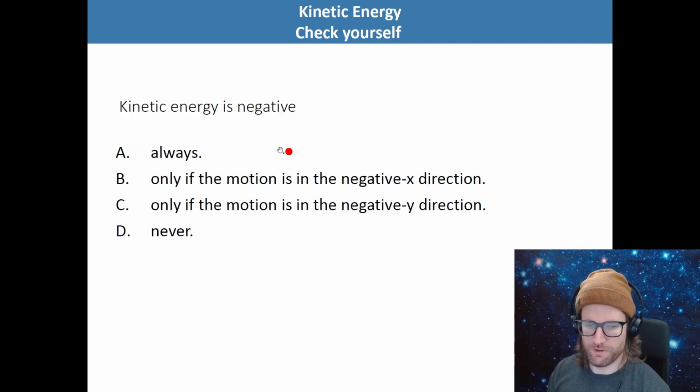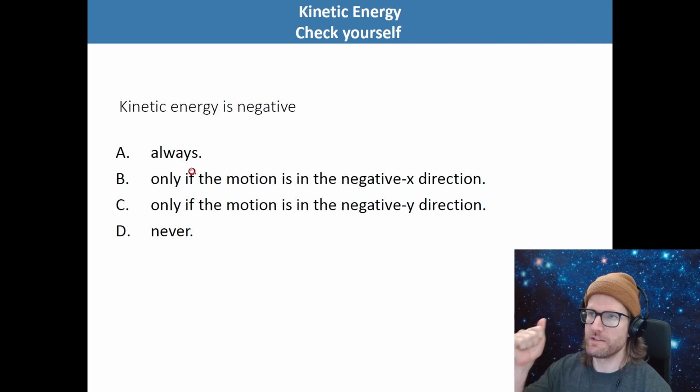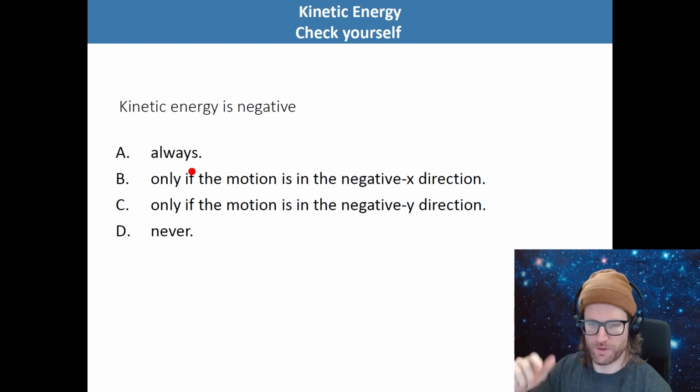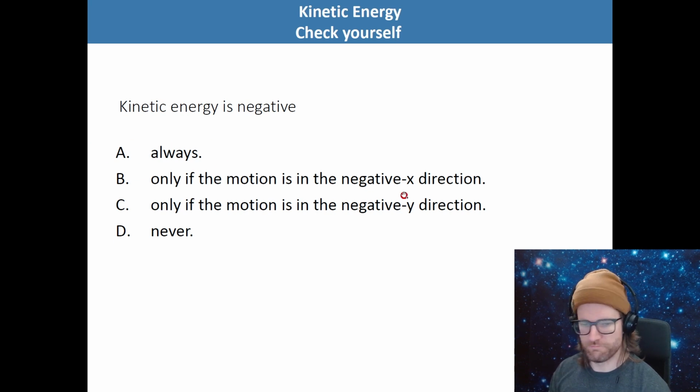Kinetic energy is negative always. Well, it's 1/2 mv squared. Mass is always positive. v squared is a squared number, which is always positive. So kinetic energy is always positive. So this option A is definitely wrong. Only if the motion is negative, in the y direction? No, it's never negative.